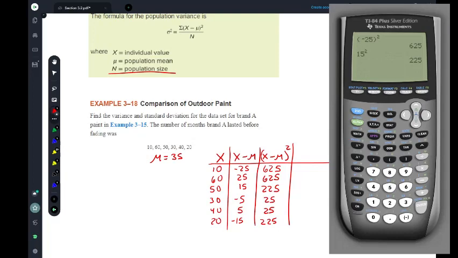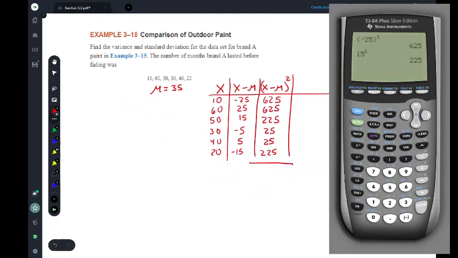Great. But next step is I have to take everything that I just squared and, what does this symbol mean? It's the sum symbol. I have to add all those values together. So I have to take this column right here and add it all up. Let's do that. Let's go 625 plus 625 plus 225 plus 25 plus 25 plus another 225. Hit enter, and I get 1,750.